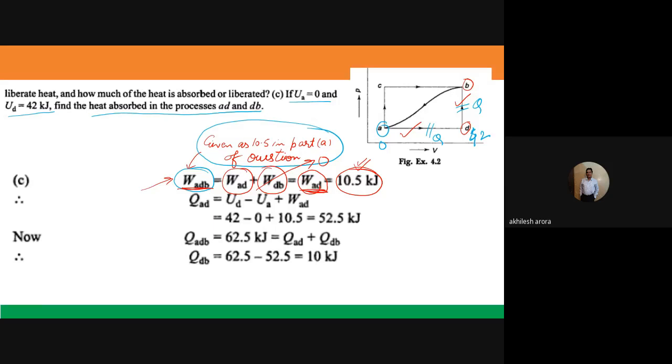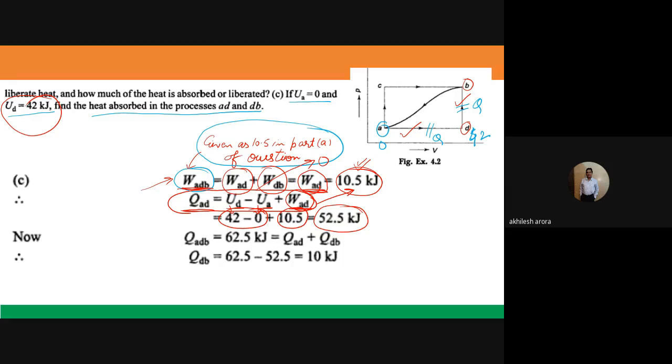So I can use this particular equation for the AD process. QAD will be equal to UD minus UA plus WAD. The value of UD is given as 42 and UA is 0. And WAD we have just calculated, it is 10.5. So the value of heat transfer for this process comes out to be 52.5.